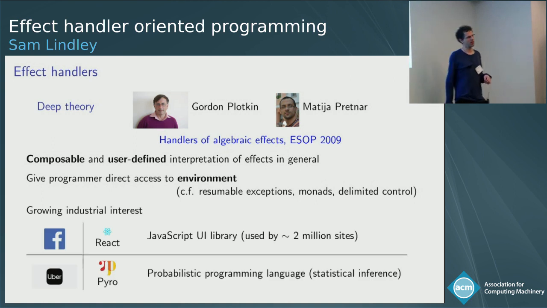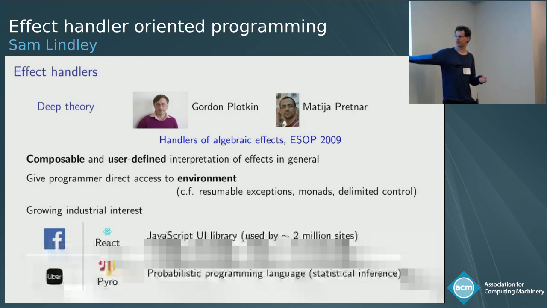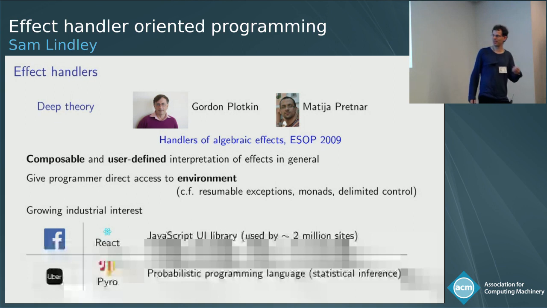There's also actually quite a bit of interest in industry in using ideas from effect handlers. So for instance, the JavaScript React library, the core of that, the implementation is directly inspired by an efficient implementation of effect handlers in the multi-core OCaml programming language. And Uber's Pyro language actually builds in effect handlers for abstracting over different forms of statistical inference.